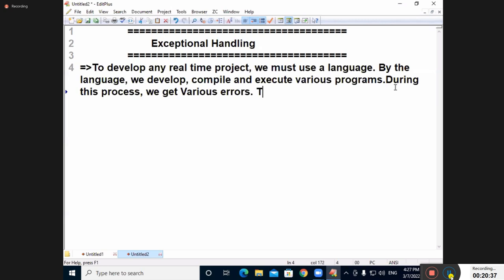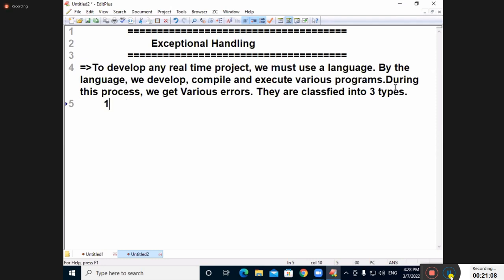They are classified into three types. Generally, according to our academics, errors are classified into how many types? According to your college time, two types. One is compile time and the next is runtime. So these errors you know, but how many errors do we have in real time? Three errors. What are those?